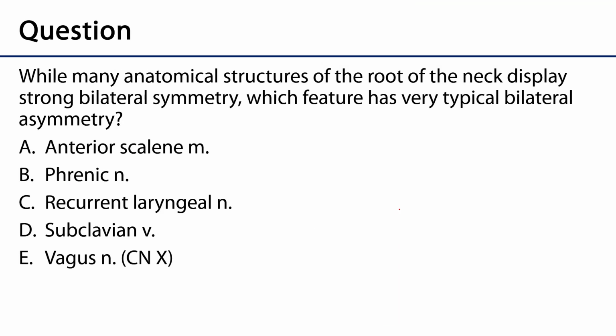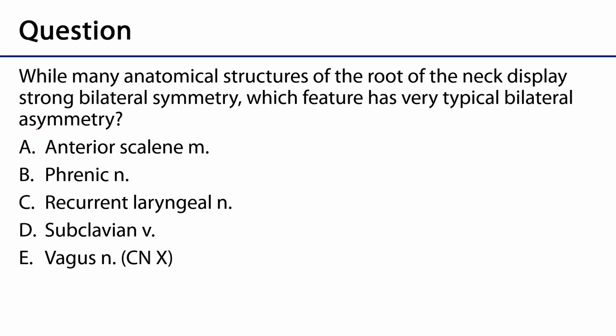So let's lead this into a question to test your understanding. While many of the anatomical structures of the root of the neck display strong bilateral symmetry, which feature has very typical bilateral asymmetry? Would it be the anterior scalene muscle, the phrenic nerve, the recurrent laryngeal nerve, the subclavian vein, or the vagus nerve? Well, let's think about this.